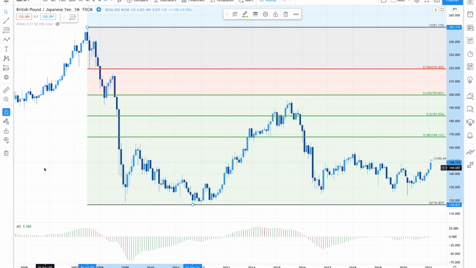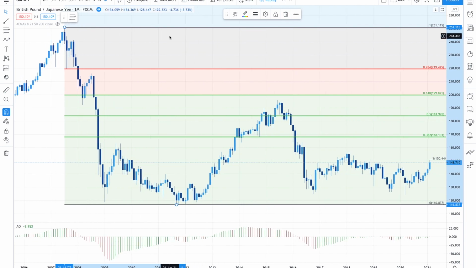Me personally, I'm going to keep it really simple. I'm going to take the last major high and the last major low. That includes every price level, every point that price has been to on the chart. I want to include it. So that's what the monthly will look like.